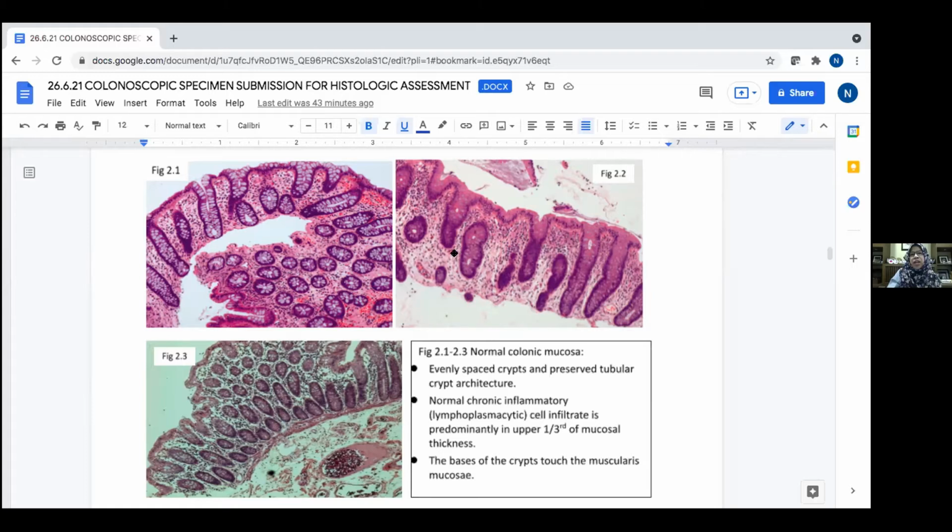But the other thing I want to highlight is that eosinophils are normally present in the mucosa and tend to be more numerous in the right side of the colon, the cecum and ascending colon, and reduce distally. Okay.